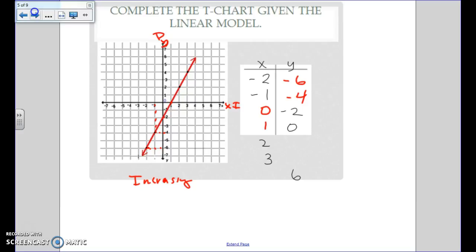When the x value is 2, on the x-axis, I see that my line is at positive 2. When the x value is 3, I see that my line is at the value of 4. When my y value is 6, it looks like my x value is 4. Okay, and so we're just taking the position of the line at each of those coordinates and finding what the missing coordinate is by looking at the linear model.